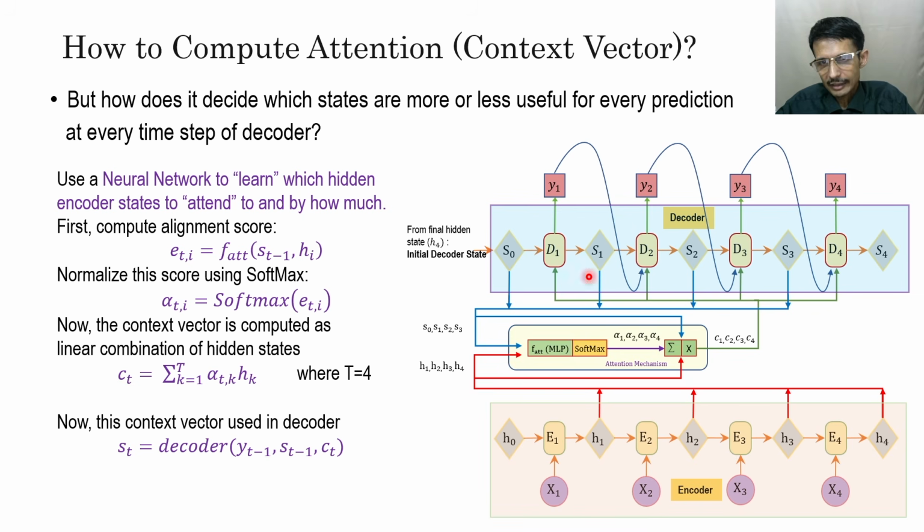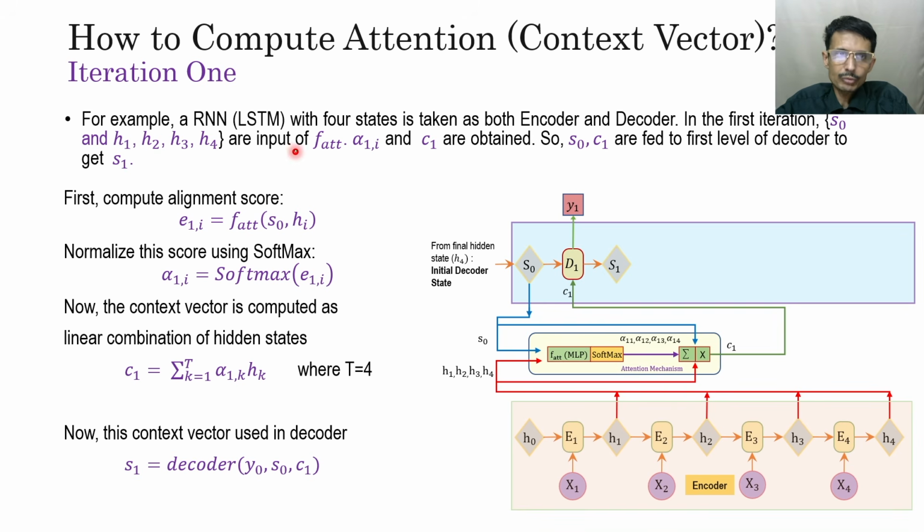So this is the basic understanding of how this works. We go step by step so that you can understand it properly. First iteration: this is the only first step. For example, an RNN system with 4 states. It takes both encoder and decoder. In the first iteration, S0, H1, H2, H3, H4, because S0 is only available, and H1, H2, H3, H4. The input is F of attention, and alpha 1i and C1 are obtained.